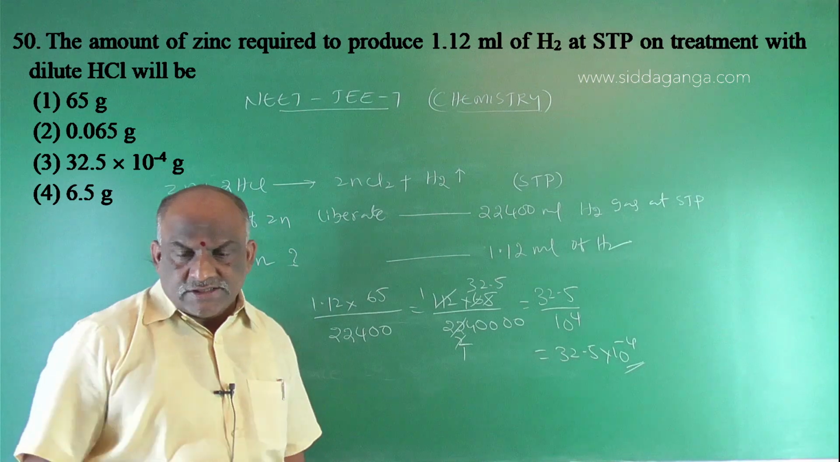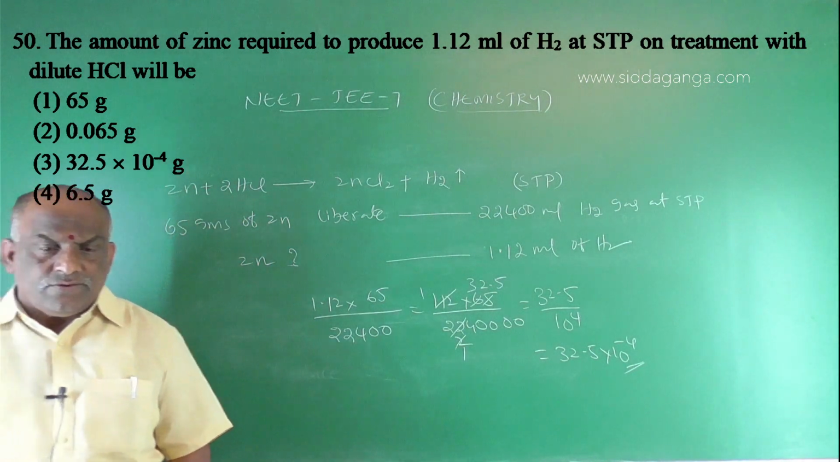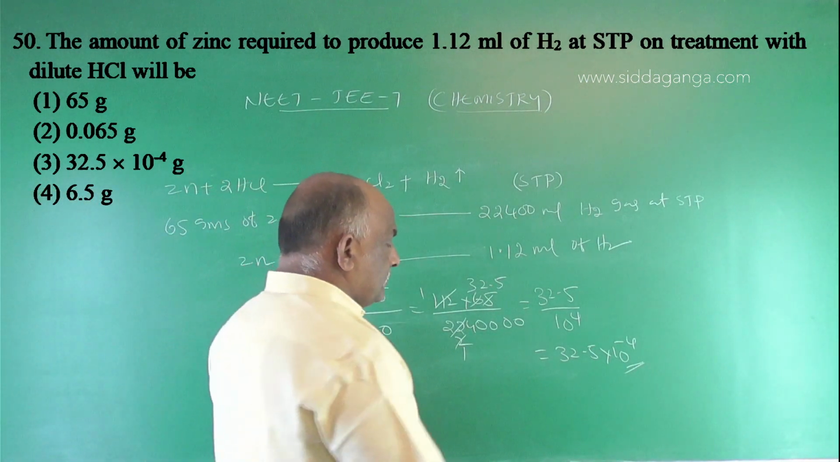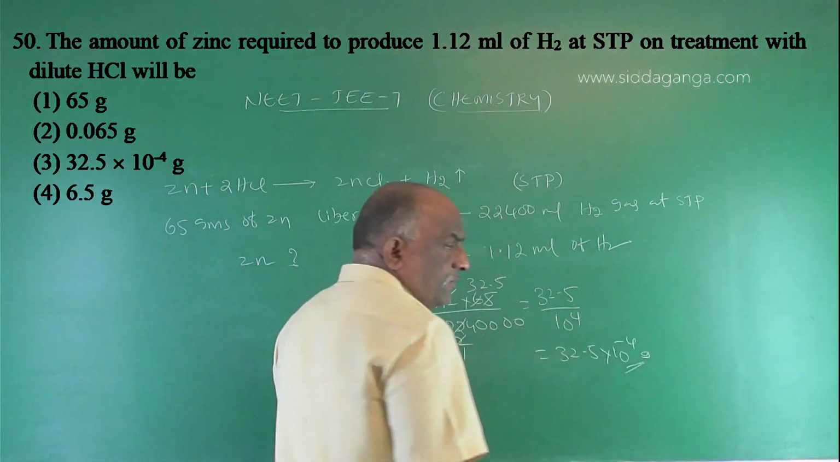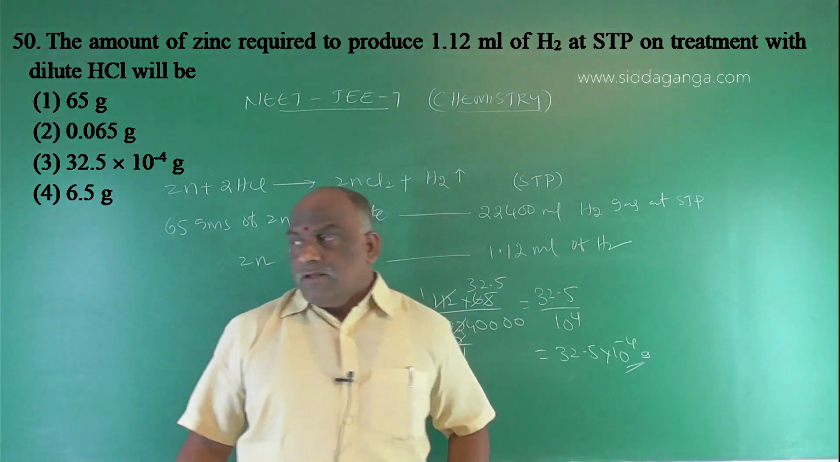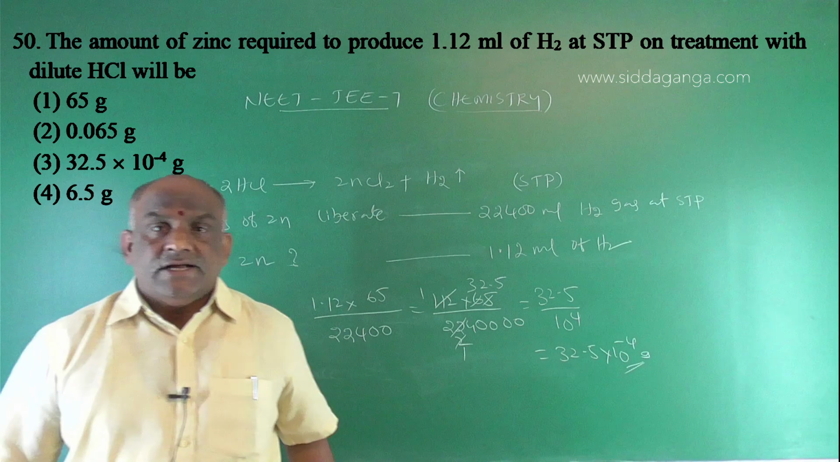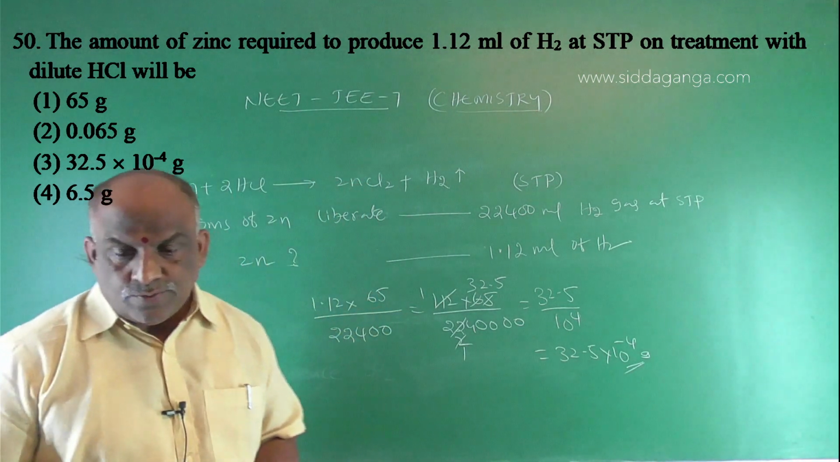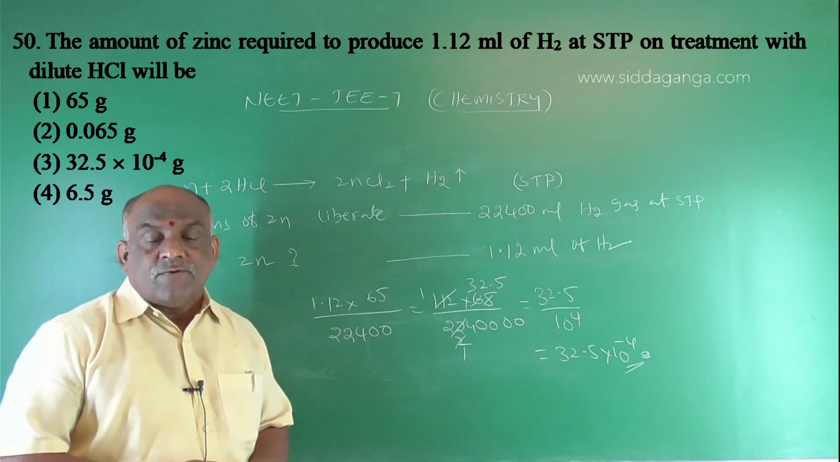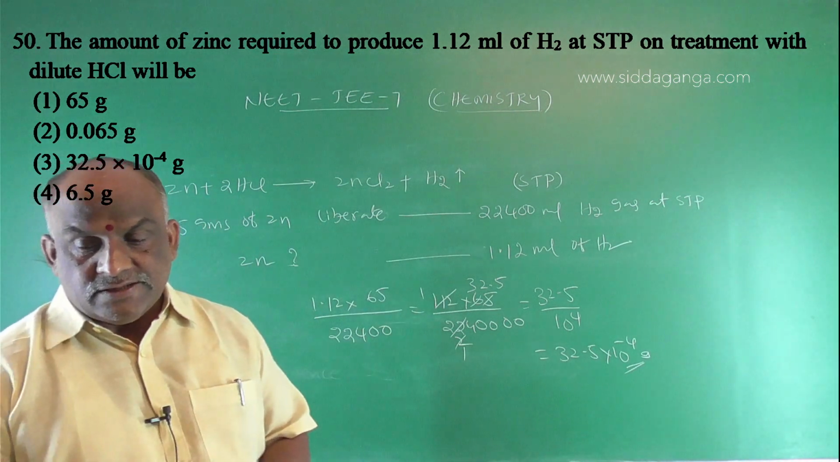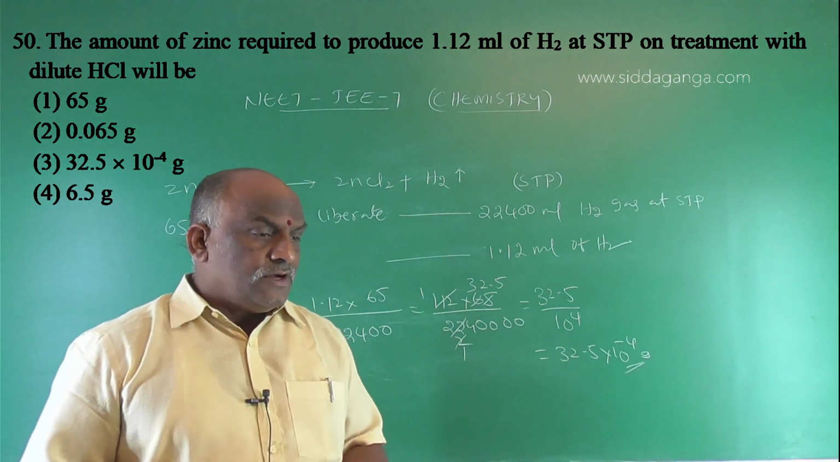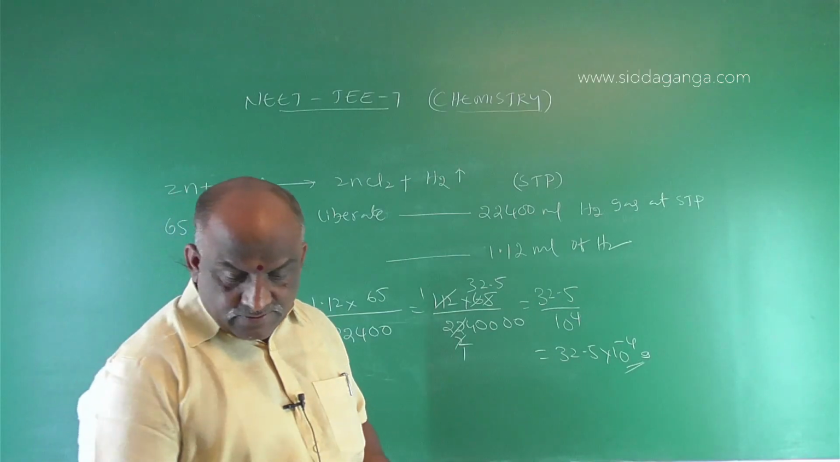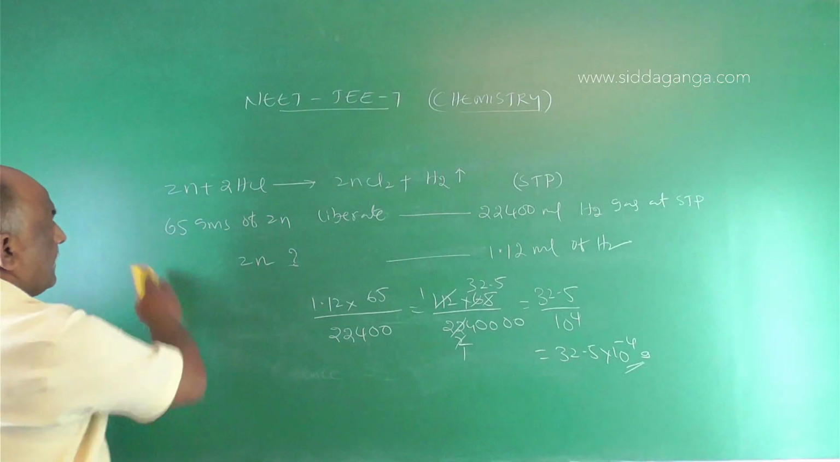You should go with answer number 3. 32.5 into 10 power minus 4 grams is the right answer for this question: the amount of zinc required to produce 1.12 ml of H2 at STP on treatment with dilute HCl. So answer 3 is the right option for this one. So go to the third option. Next question.